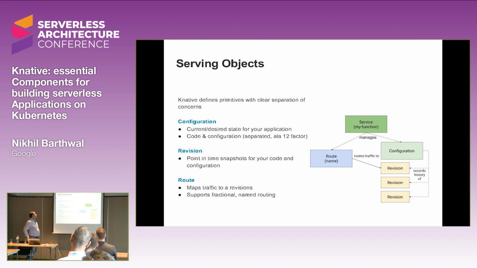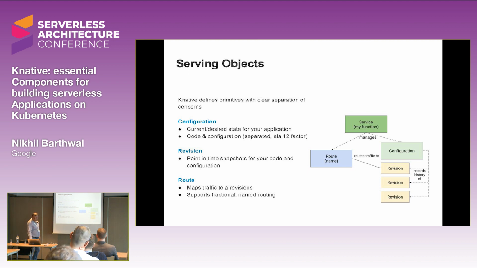And this is the serving object model, right? So you have service, you have routing, and then you have configurations. And all of these revisions are immutable. They are immutable, there's a history built in. So there's a configuration, you have a desired state for your application, you have code and configuration. This follows the 12-factor model. Each revision, that point-in-time snapshot, is immutable, and you can route the traffic into different revisions. So you can have fractions, in the sense I want 20% to go here, 80% to go here.